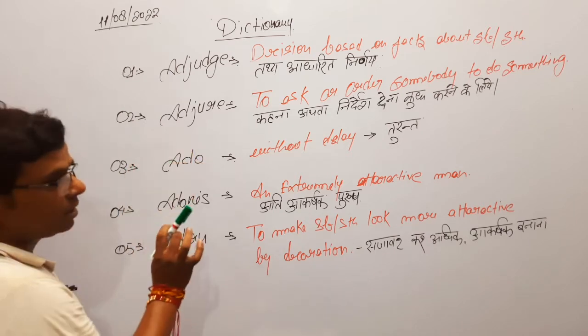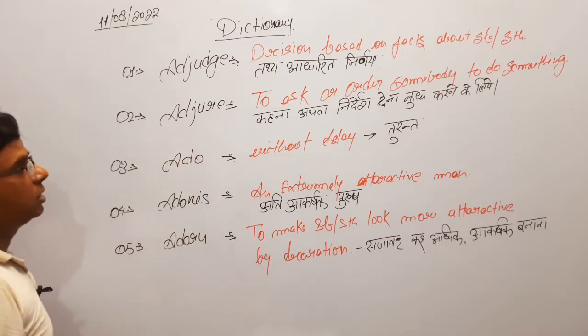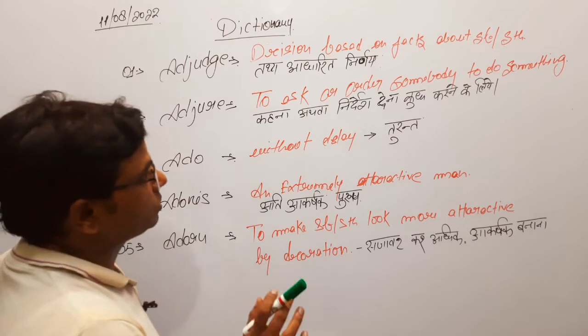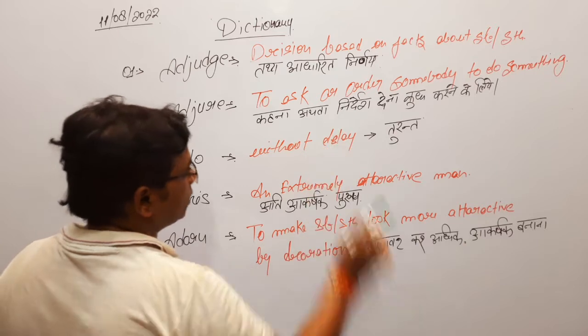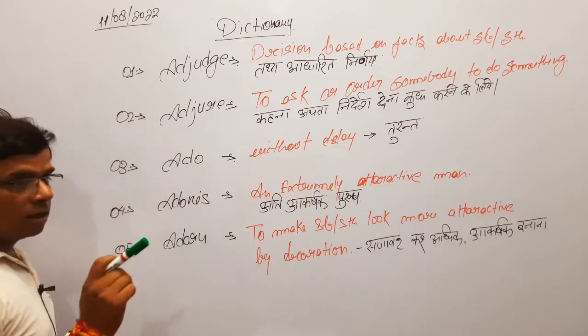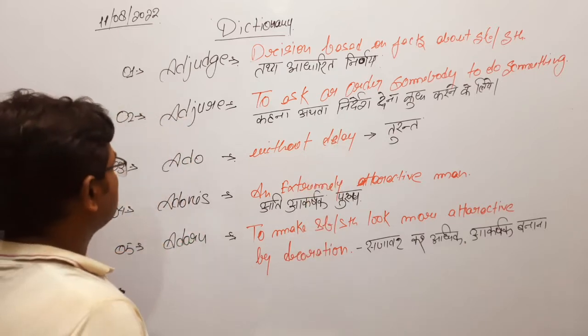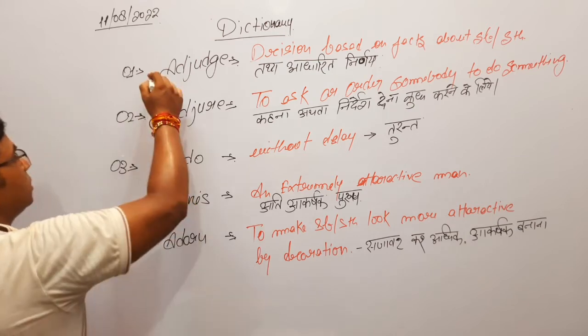Adjudge. Judge se aaya na? Judge. Adjudge. So, a decision based on the facts about somebody or something. In Hindi, tathya adharit nirnay. Tathya adharit nirnay.